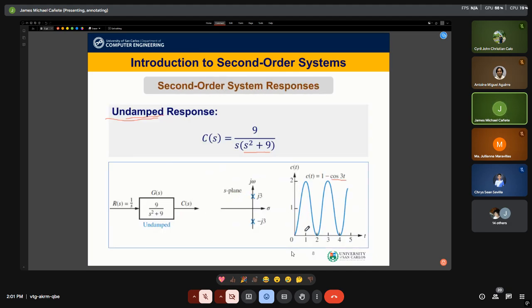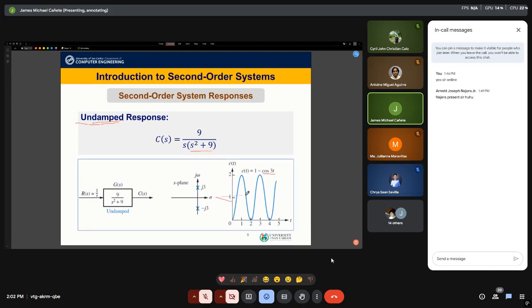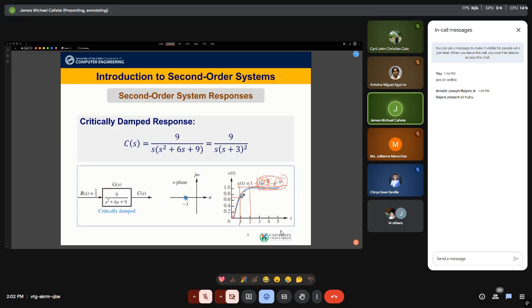How about this one? Like an elevator that should stop at the second floor but instead goes on to the ground floor. So in these types of precise control or precise output systems, the undamped response is not ideal or is avoided entirely. Last but not the least, the critically damped response.